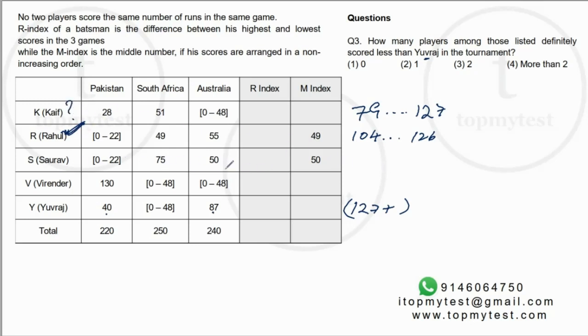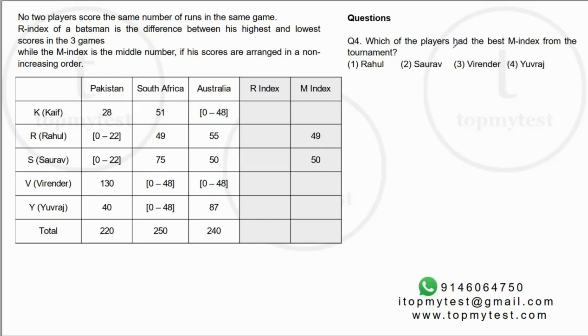Let's look at Saurav. That's 125 to 147. That's an overlapping range, so not 100% sure. Virendra, 130 to, again, an overlapping range. So again, maybe. But with Rahul, irrespective of whatever Rahul scores and irrespective of whatever Yuvraj scores, we know Rahul's total score will be definitely lesser than Yuvraj's score. Option 2, only one person we can be 100% sure about.